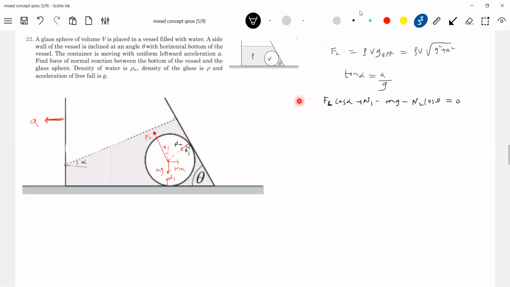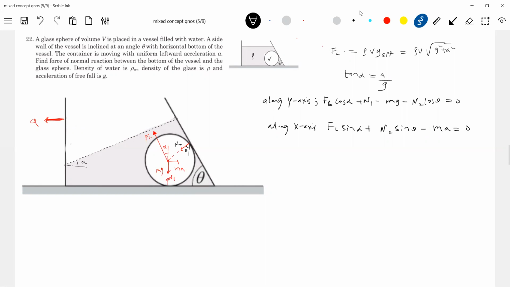Under the action of all these, it is in equilibrium. It will not move. Himself is telling that one. So along the x-axis we will equate forces. FL sine alpha minus MA plus N2 sine theta minus MA equal to 0. I think solving all this we will get it.